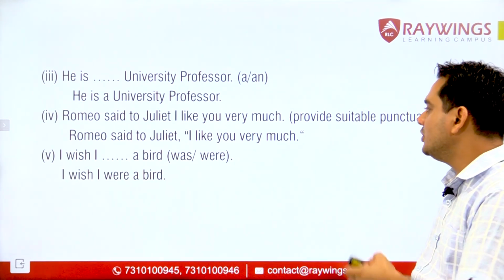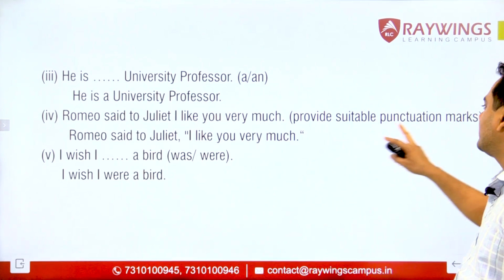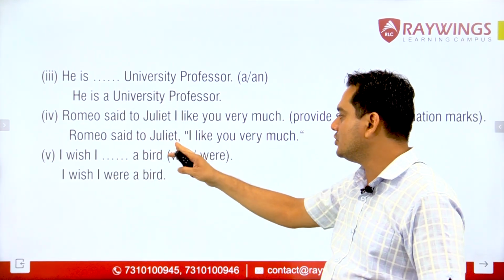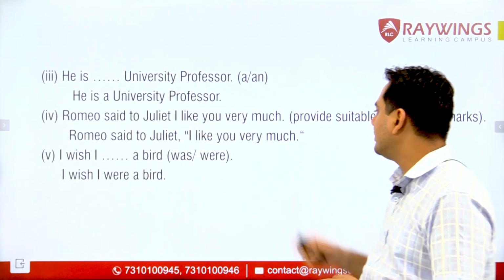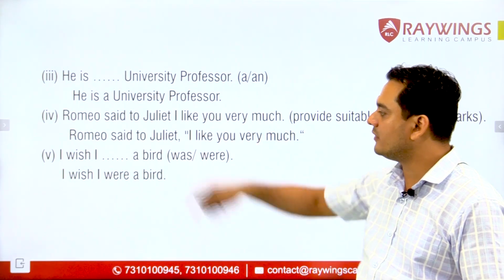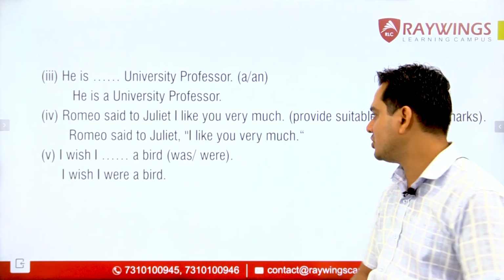Romeo said to Juliet, I like you very much. Now we have to provide a suitable punctuation mark. So we can rewrite the sentence like Romeo said to Juliet, comma, and in double inverted commas we will put I like you very much, the quote of Romeo. So this is the exact and suitable punctuation mark.